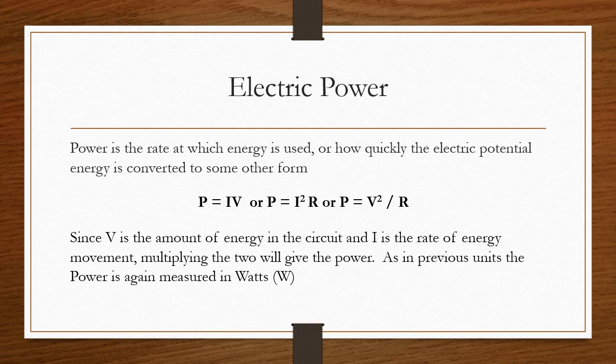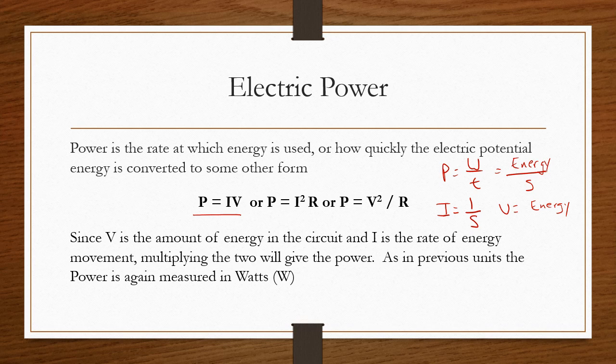So power is the rate at which energy is used, or how quickly the electric potential energy is going to be converted to some other form. Power is equal to the current times the voltage. Before, we always remembered that power was equal to work over time, but we're really doing the same thing, because work is a form of energy. Remember, this was an energy, and this is time in seconds. Well, I is equal to how fast something's going, so it's 1 over seconds. And V is also the energy. So when you multiply those two things times each other, you get energy over seconds.